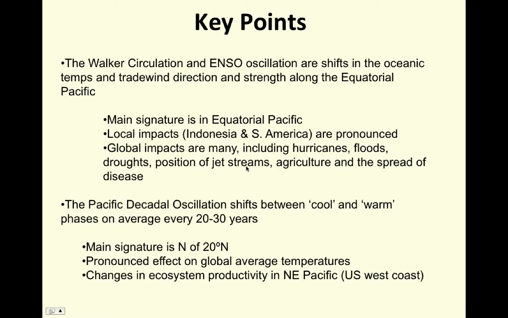The positions of the jet streams, especially over the United States, change drastically. Agriculture, therefore, changes globally, but also in the US, and the spread of disease. Like I said, if El Nino can generate floods or droughts in certain parts of the globe, that might help increase the number of mosquitoes there, which could spread disease more easily.